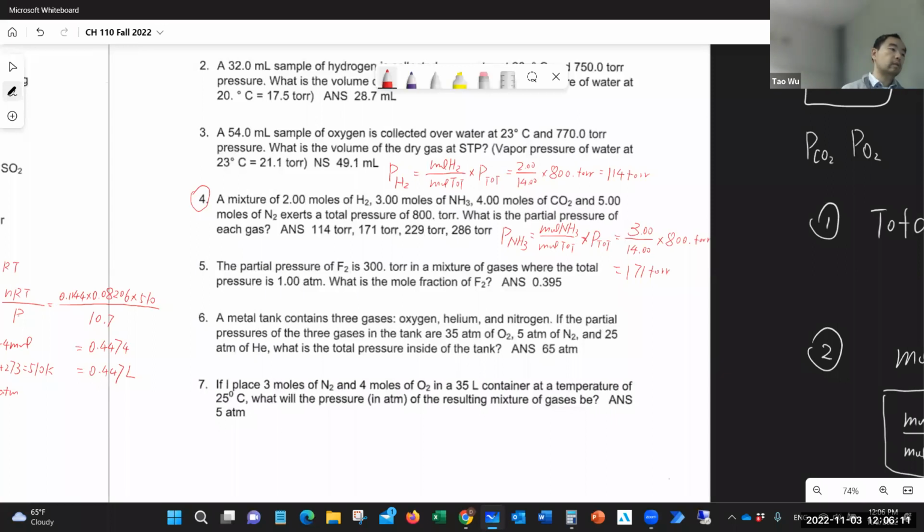I don't have to work on the rest of these. You can base it on the same equation to figure out the rest of the others. They're pretty straightforward: the mole ratio is equal to the pressure ratio. If you figure out the mole ratio of a gas and multiply by the total pressure, that's it.